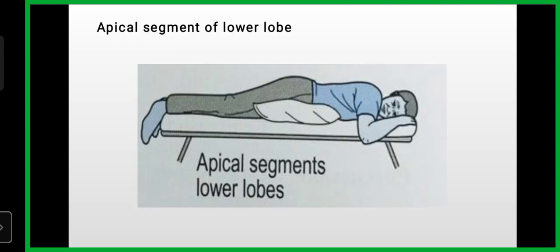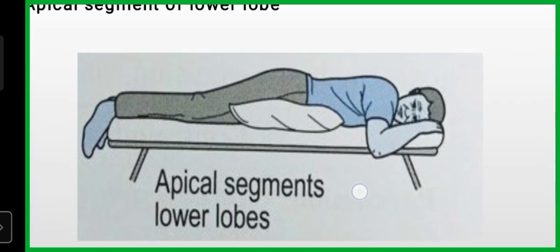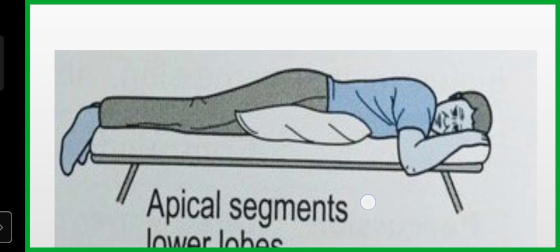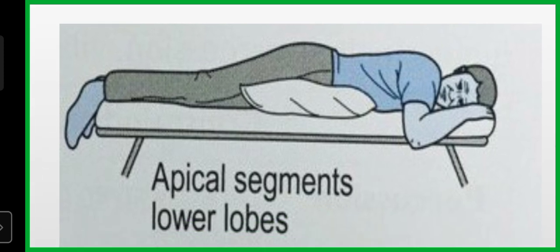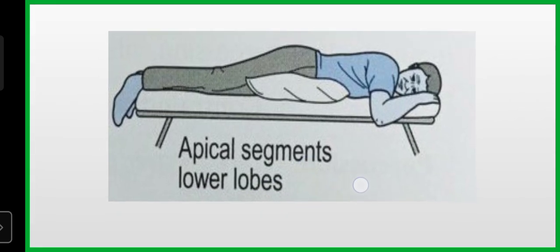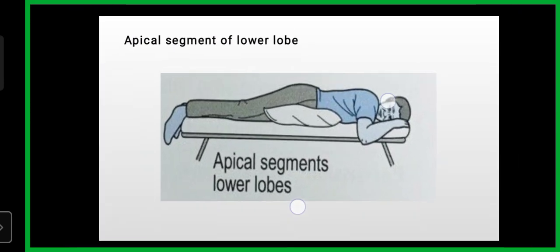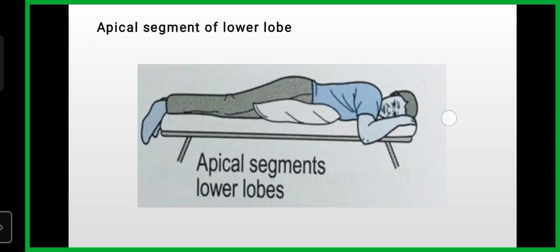Then is the apical segment of the lower lobe. The patient should lie prone with the head turned to one side, his arms relaxed in a comfortable position by the side of the head, and a pillow under his hips. You can see in this picture, the pillow is between the abdomen and the hip. So this is the apical segment of the lower lobe posterior drainage positioning.